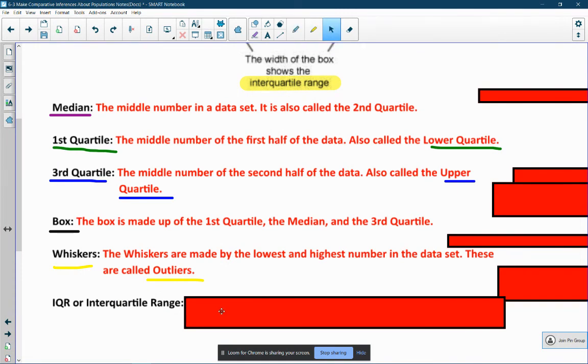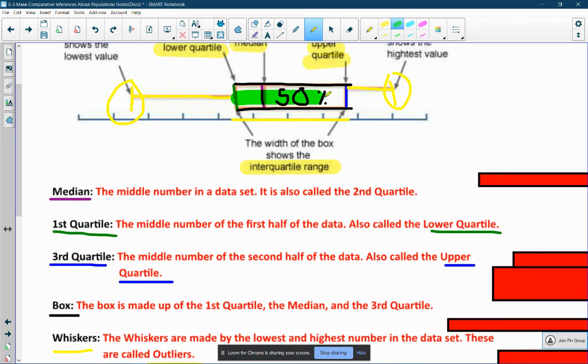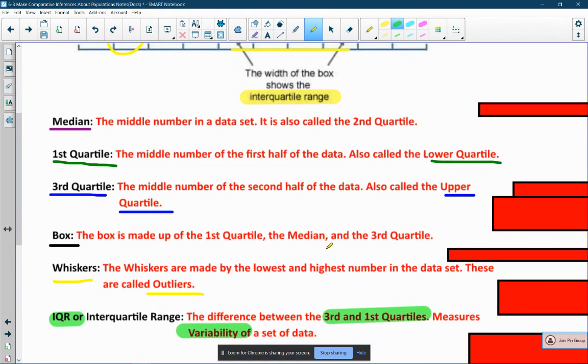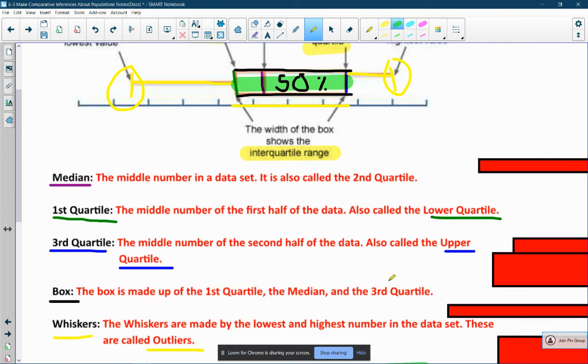Now, the last part of this is the IQR, the interquartile range. Remember, the interquartile range is the difference between the third and first quartiles. And that measures the variability. That's how wide the box is, and that tells you how spread out the data is. So the bigger the box, the greater the variability. If the box is really narrow and short, then all the numbers are kind of squeezed into each other. So there we go.